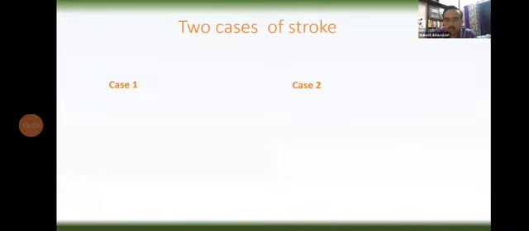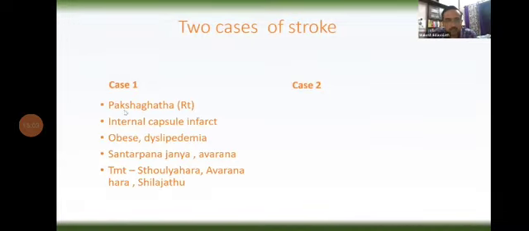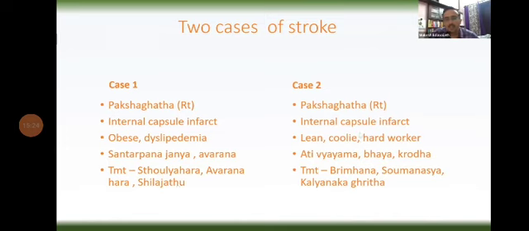Let us take another example. A stroke we have already discussed. So here, right Pakshaghata, internal capsule infarct, obese and dyslipidemic patient, Santarpanajanya, so we suspect Avarana. So the treatment is Langhana, Avarana Hara Chikitsa, and the predominant drug of choice will be Shilajatu. This is another patient, right Pakshaghata, again internal capsule infarct, but the patient is very lean, Krisha, a coolie, hard worker, full history of Apatarpana in his life, Ati Vyayama, Bhaya, etc.